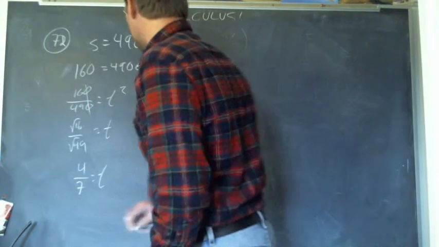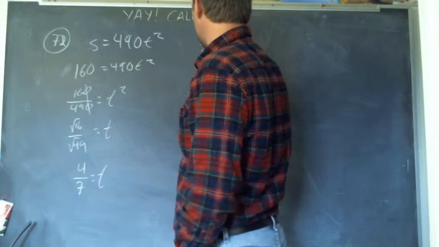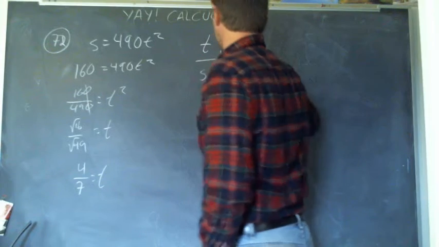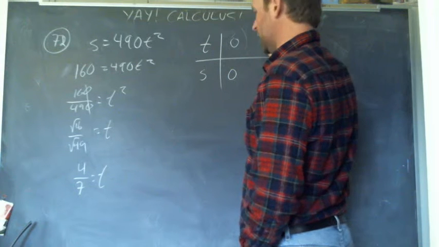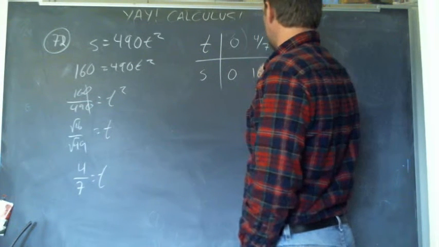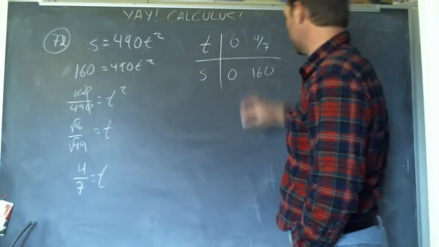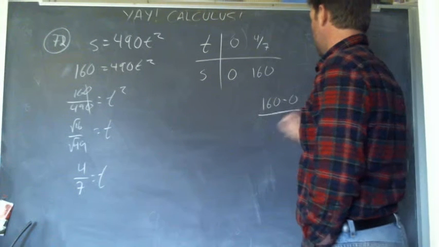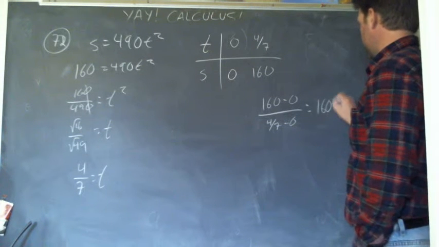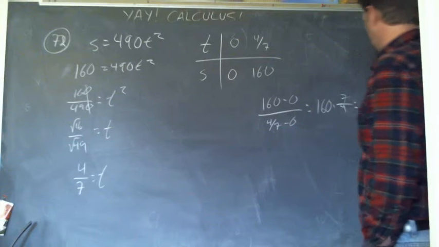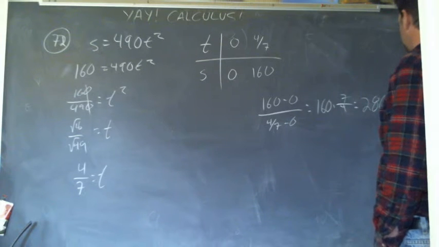What is their average velocity for the period? So here's our time, here's our displacement. At time 0, we're at 0, and at time 4/7, we're at 160. So our average velocity is our total displacement over our total time, which is 160 over 4/7, which is 160 times 7 over 4, which is 280 centimeters per second.